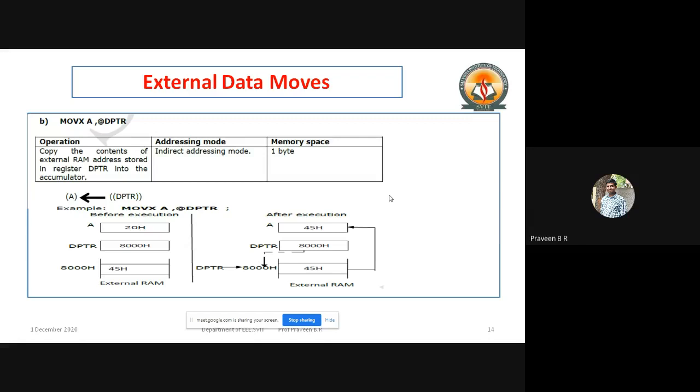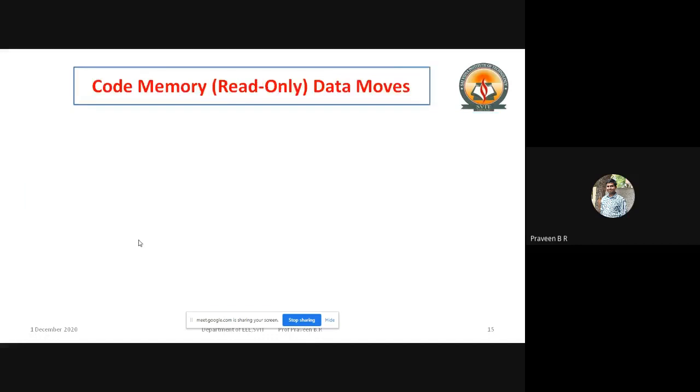In an indirect addressing mode, the data pointer is going to specify the external memory location address. It points towards the external memory location. The data present in the external memory location is copied to the accumulator. So this is what we call external data moves. Now, let us see what is code memory data moves.